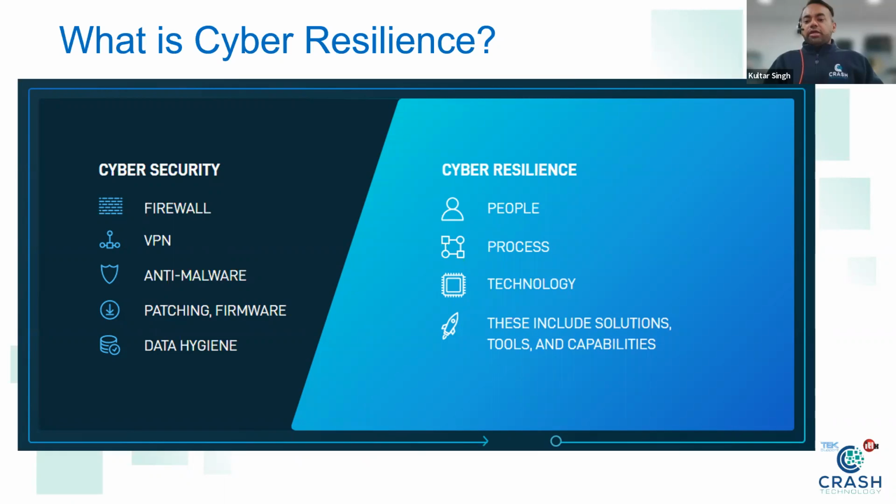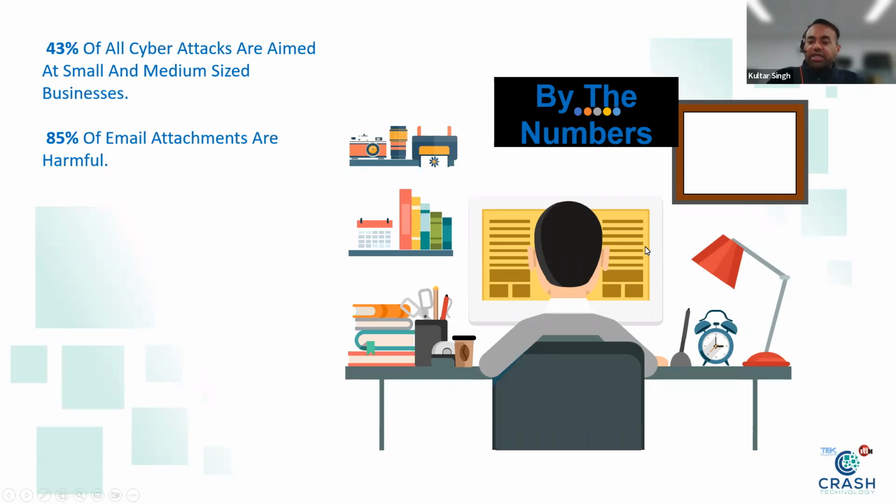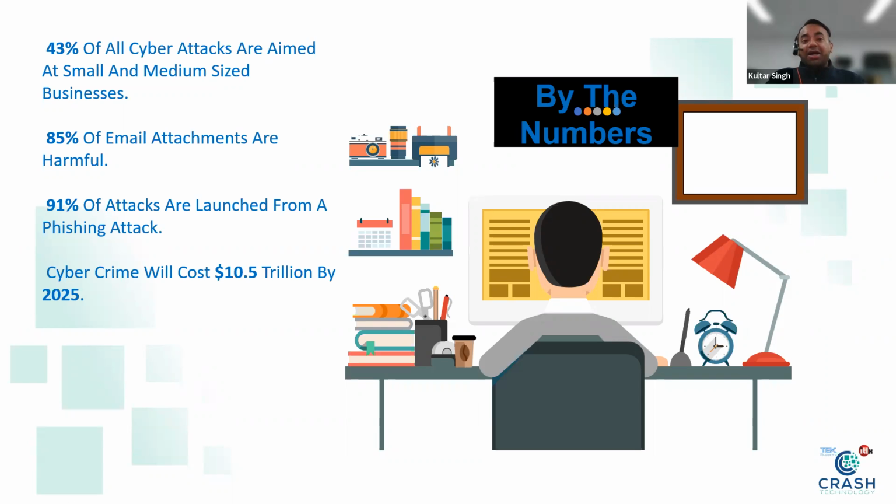Cool. Thanks, Tim. So quickly, in regards to cyber resilience, there's the perimeter defense, the first step, but then there's also people, processes, and the right technology. So having the right policies and the right technology is absolutely required, because 43% of attacks are on small and medium businesses. 85% of email attachments are harmful, the ones which are the phishing emails. 91% of attacks are launched from a phishing email.